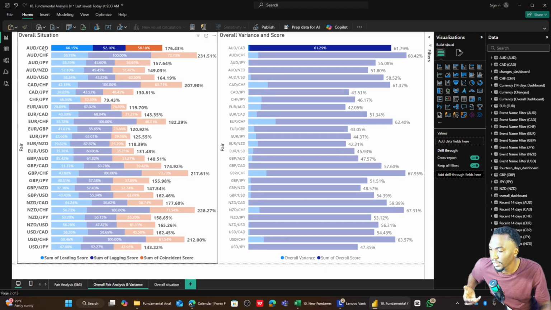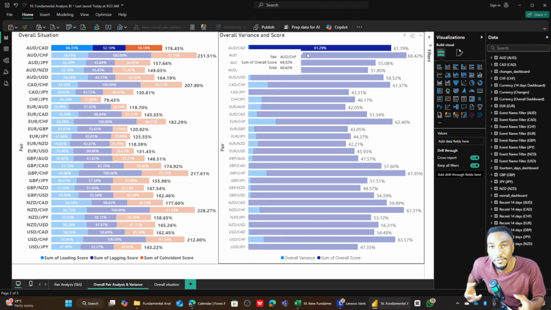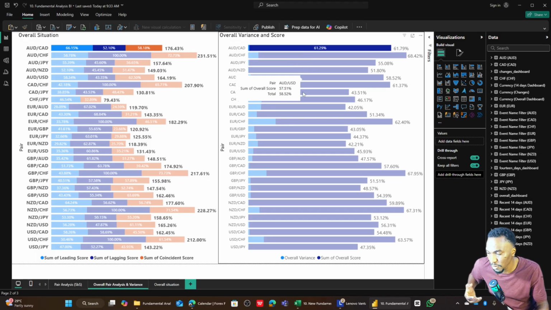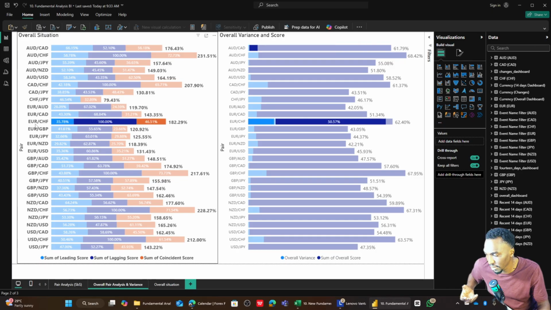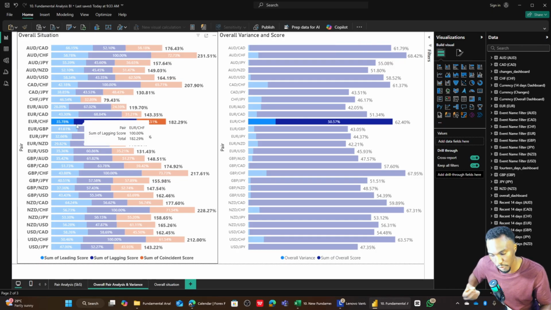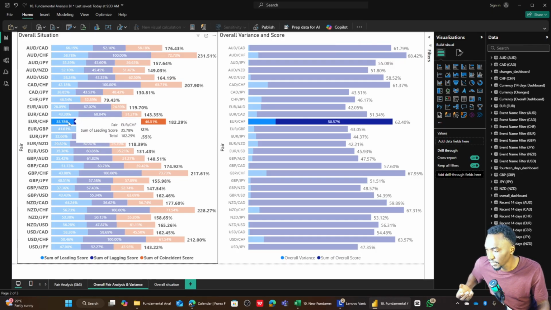And then I have this thing called pair analysis and variance. Now, in pair analysis and variance, what this does is it tells me the degree to which there is a difference in this news. To explain that, I'm going to have to use something that has big variance. So for example, take a look at the Euro Swiss franc. The leading score is leaning towards the euro more.